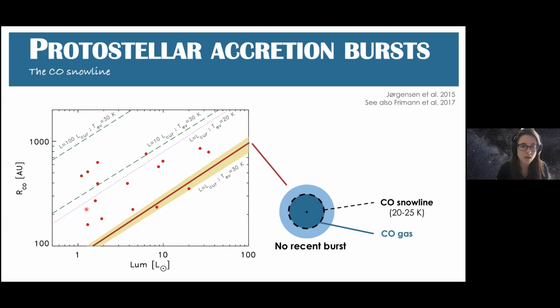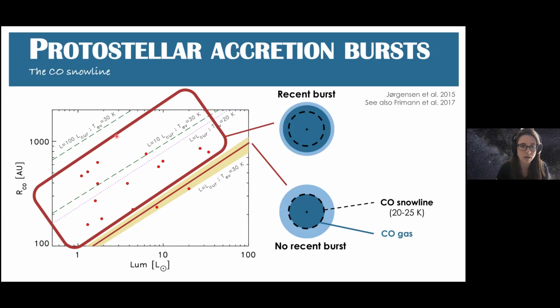And then we can see that the majority of these points are actually in a different region of the plot, which would correspond with the second scenario, where the CO is actually out to much larger radii than we would expect based on the temperature. So this suggests that many protostars have indeed recently undergone an accretion burst.